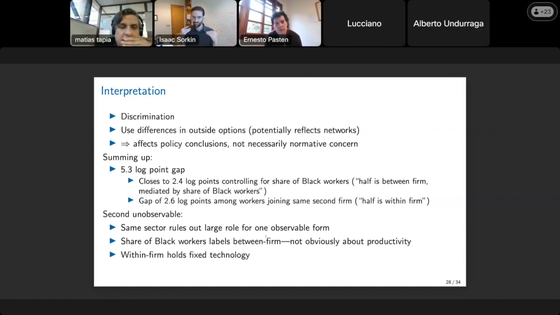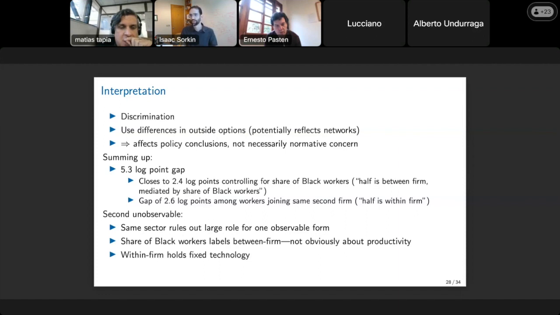So it's not obvious that you would label this as a productivity-relevant unobservable being mediated, being described, by the share of Black workers at the firm. And when you go down to workers moving between the same firms, it's kind of the same technology. So again, it seems less plausible that this is telling you that Black workers had better match quality at the first firm than at the second firm, given it's the same two firms. It'd be a little weird for that to be different between Black and white workers. This is what I can say about why I don't think it's the second unobservable.